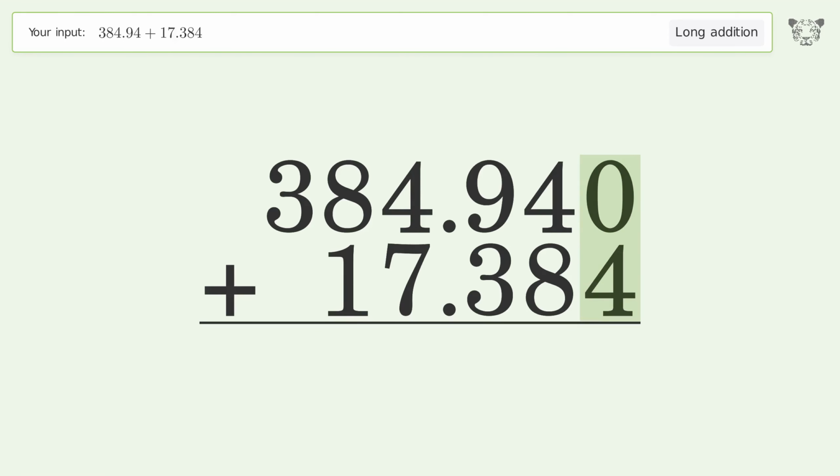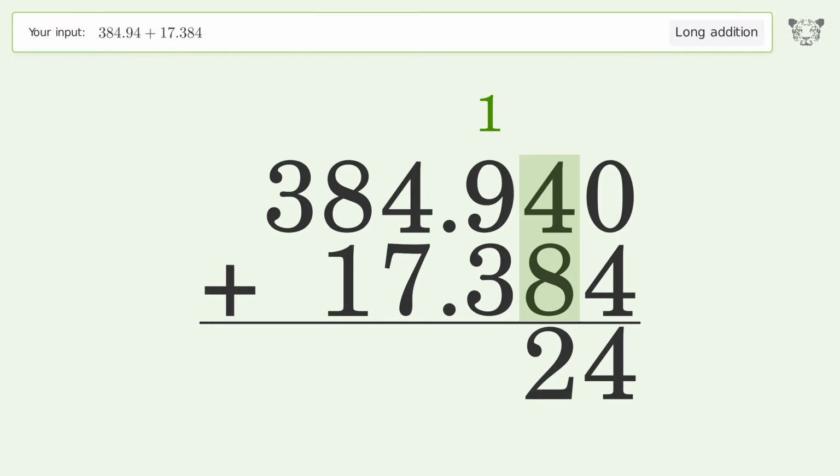0 plus 4 equals 4. 4 plus 8 equals 12. Carry 1 to the tenths place. 1 plus 9 plus 3 equals 13. Carry 1 to the ones place.